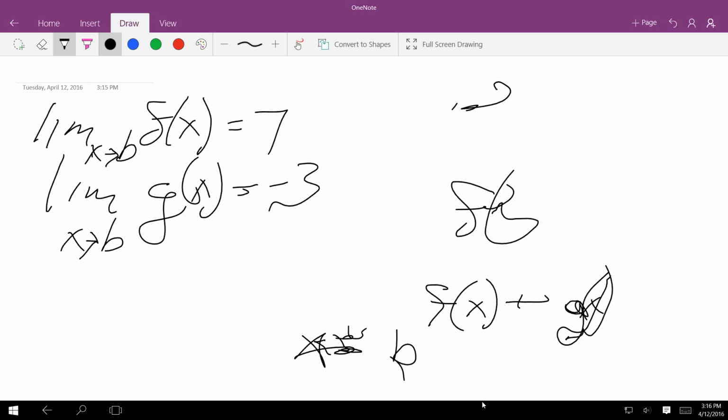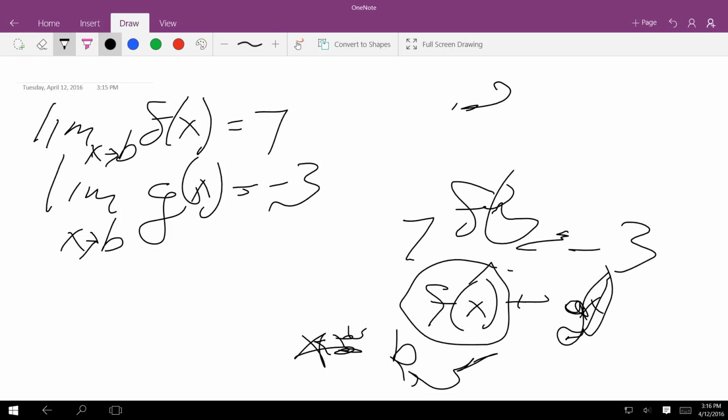Obviously, what is that as x goes to b? What is that limit? 7. And what's the other one as x goes to b? -3. So our answer is 4. In other words, the limit of the sum is the same as the sum of the limits.